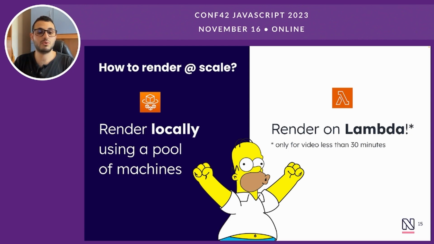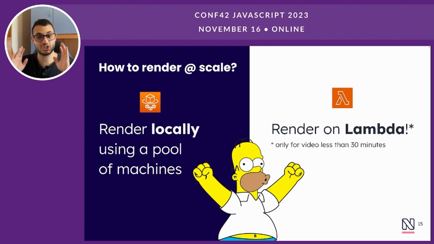By render locally, we mean just rendering on a machine, which can be on-premise or on cloud or even your own computer. Of course, if you need to render at scale, so if you have hundreds or thousands of job requests, then you will probably have a pool of machines that will pull your video jobs, and you will have probably an auto-scaling as well to manage load.